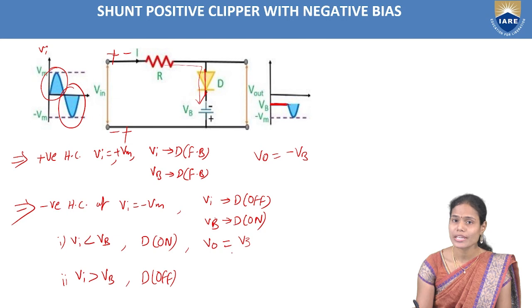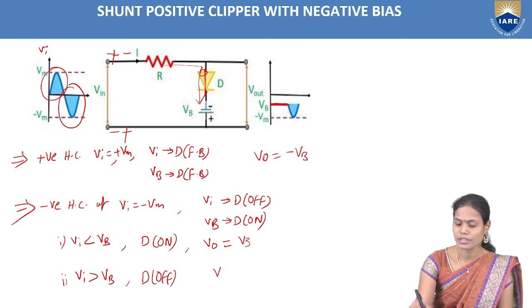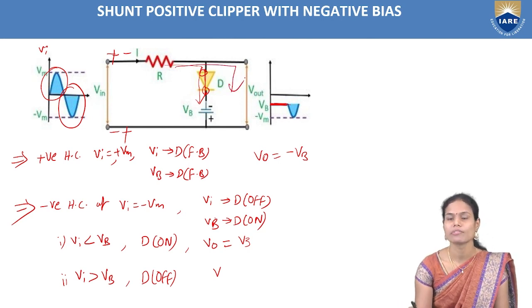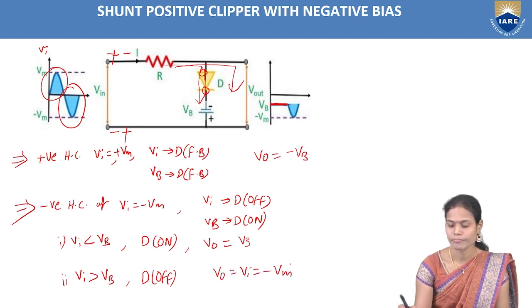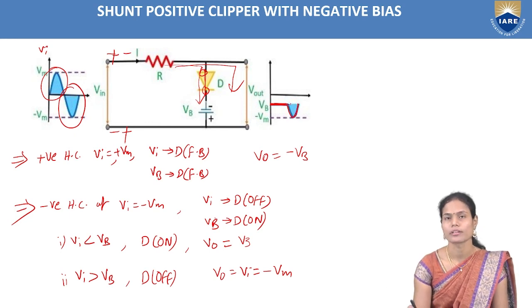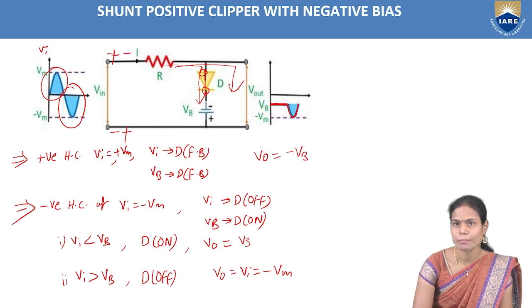Once the input voltage exceeds the battery voltage, in that case the diode is in off state. At this condition, whatever input voltage we are applying will appear across the output, that is equal to Vm. So in the case of the shunt positive clipper with the negative bias, it will remove the total positive portion of the input waveform and also some portion of the negative signal.